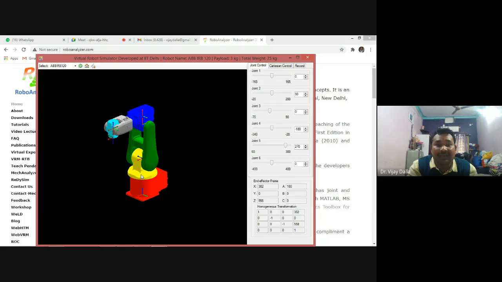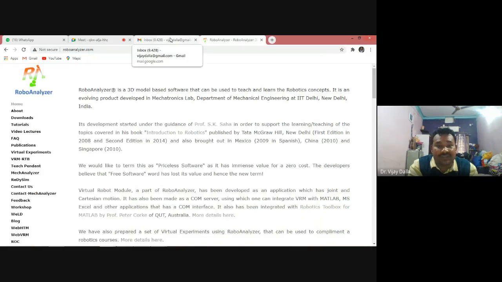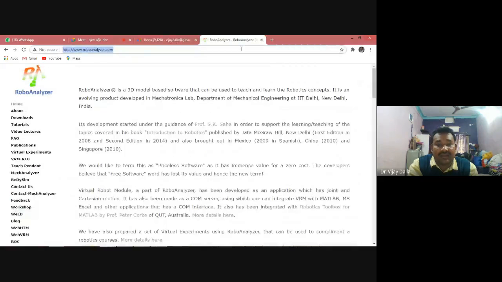So that is the RPA, and the software exposure with the help of UiPath. Definitely, I will give exposure after this, after the robot analyzer, in the next session.